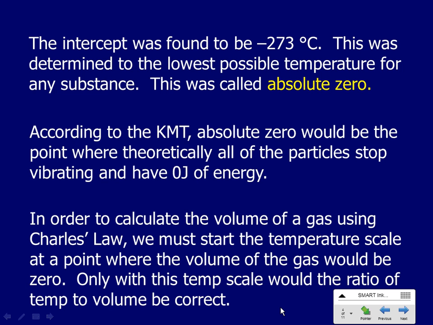So that intercept was found to be negative 273. We call this absolute zero. According to the kinetic molecular theory, it's where theoretically all of the particles stop moving. We say they have 0 joules of energy. That's a J, by the way, joules of energy. So we say that's stopped.